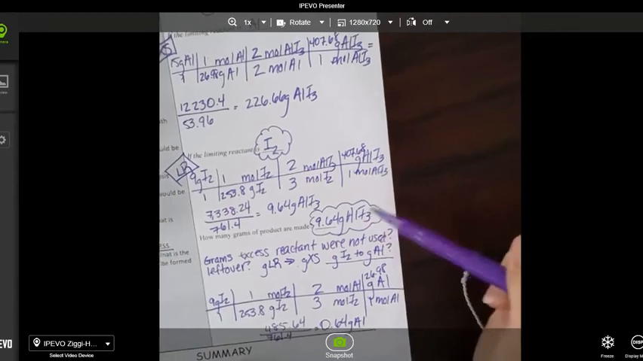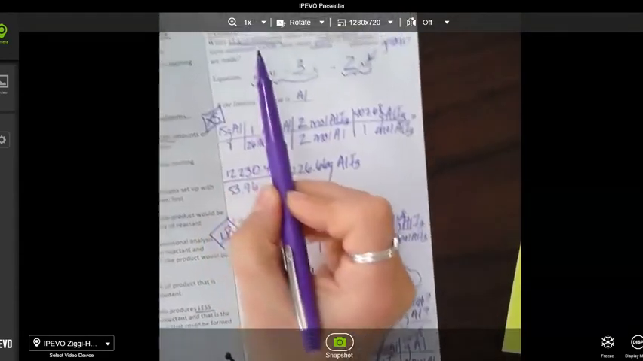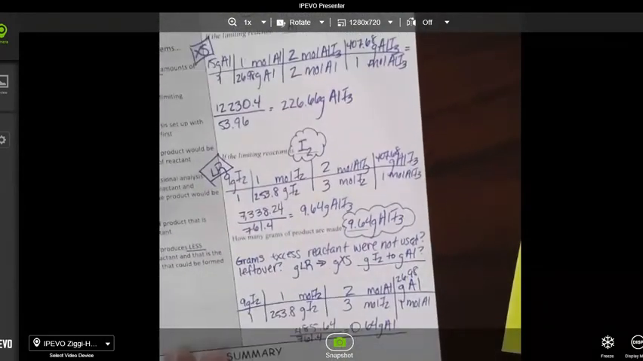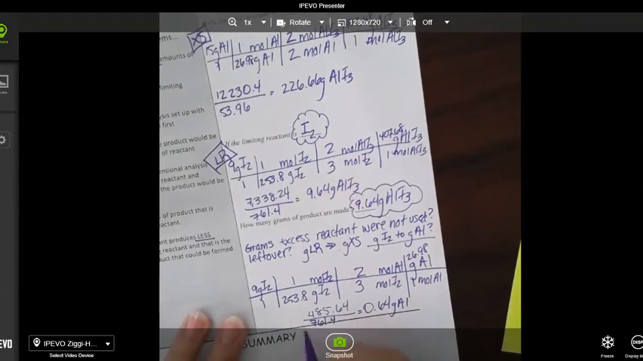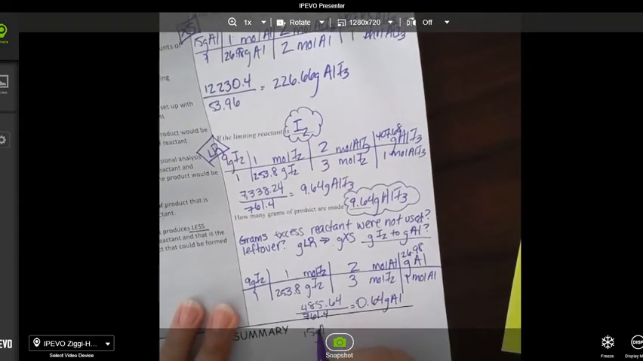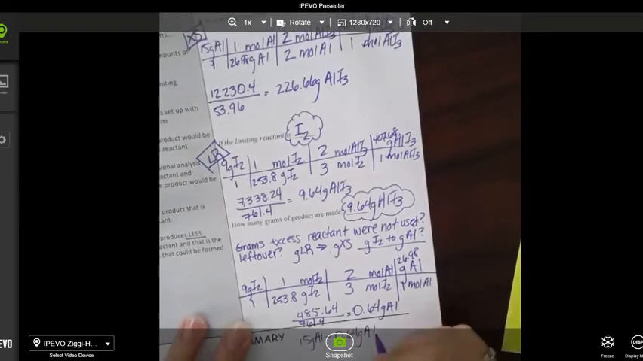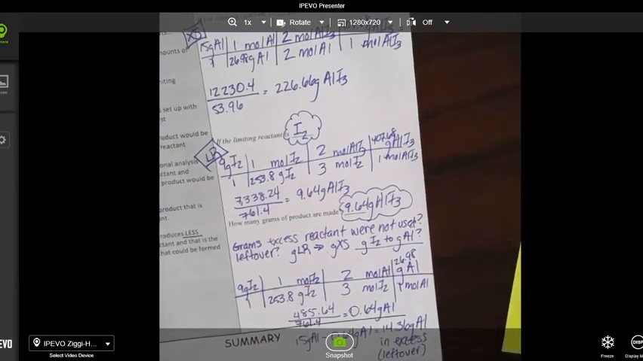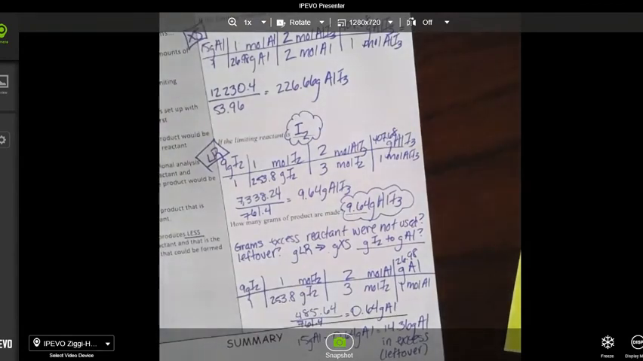grams of AlI3. Well, since 15 grams of aluminum went in, I have to subtract these two numbers to figure out how much was left over. So all I'm going to do is take the 15 grams of aluminum minus the 0.64 grams of aluminum that was needed, which gives me 14.36 grams of aluminum in excess, which basically means that's how much is left over. That's how much you did not need in this reaction.